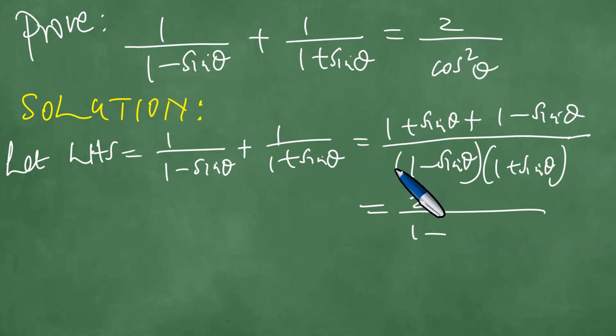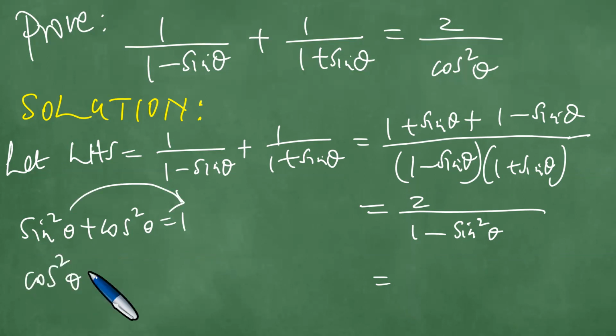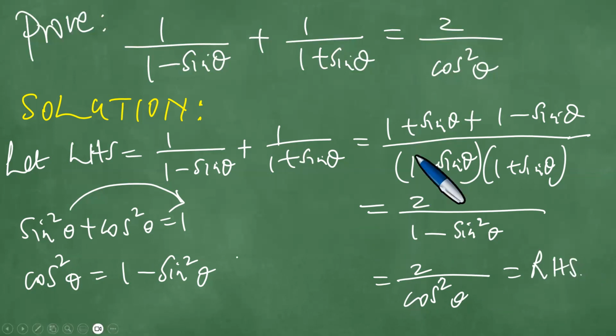The denominator is like a difference of 2 squares. It's 1 times 1, then the sine by sine, which is sine squared theta. If you remember that sine squared theta plus cosine squared theta is 1, you transpose, you move the sine squared to the other side, so that you're left with cosine squared theta, which is 1 minus sine squared. 1 minus sine squared is cosine squared. Right, 2 over cosine squared is our beautiful right-hand side, so we have been able to prove this result as well.